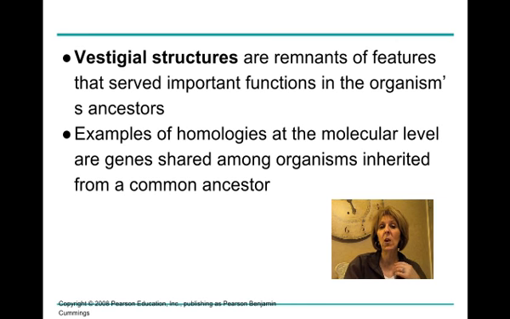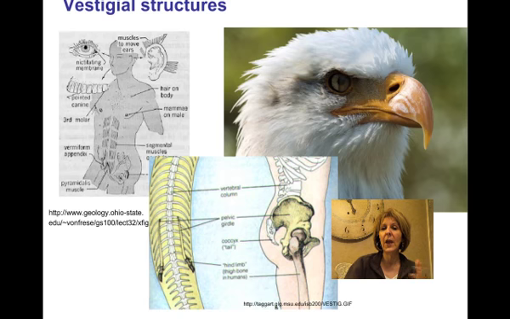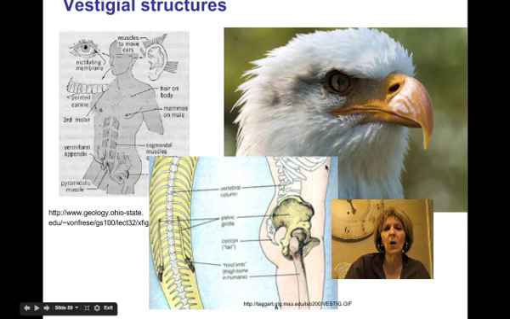Vestigial structures are also evidence for evolution. They are remnants of features that were important in an organism's ancestors, but no longer are functional now. They are still remnants, but are not really functioning.